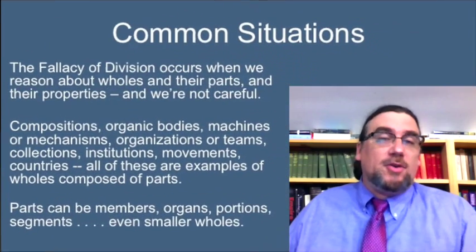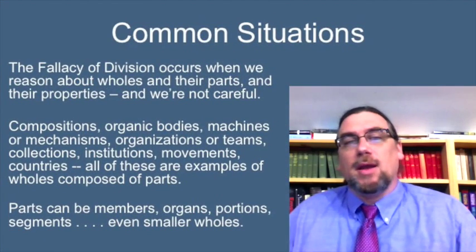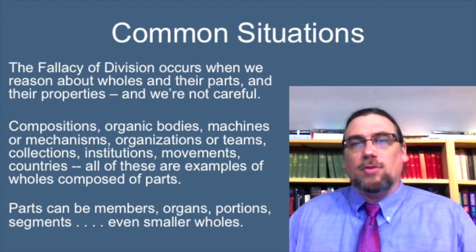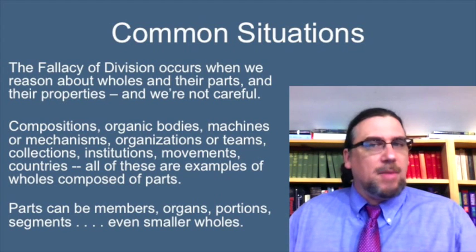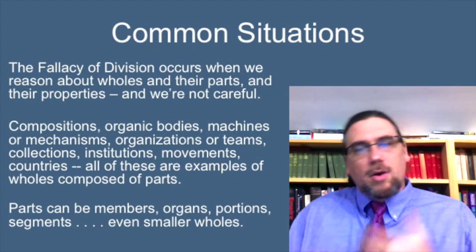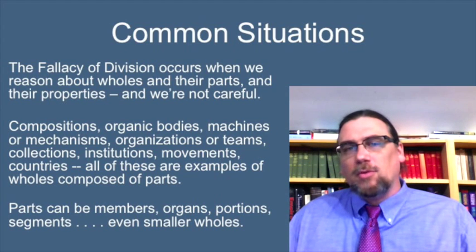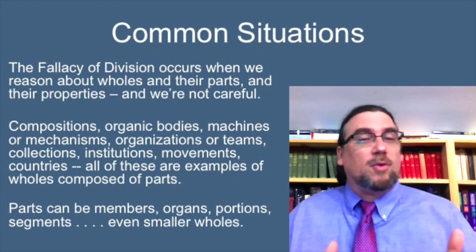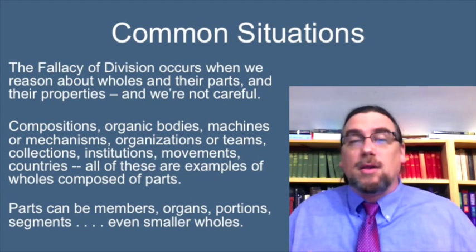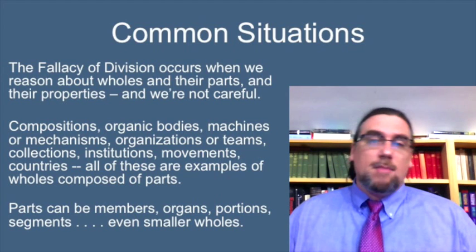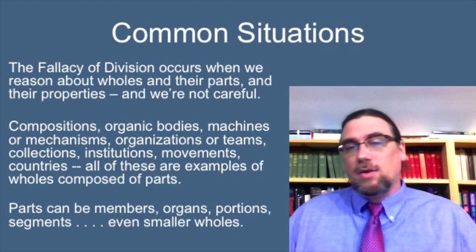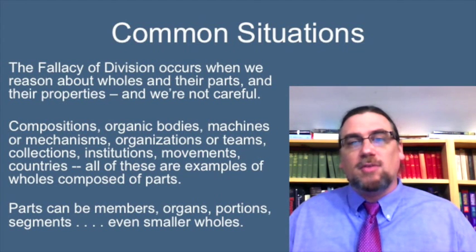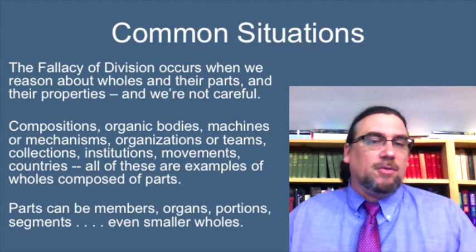What are common situations where we can see this happening? Well, the fallacy of division is going to occur when we're reasoning about wholes and their parts and their properties, and we're not being careful. So what are examples of wholes composed of parts? Compositions, like a book, or a musical score, or a meal. Organic bodies, machines or mechanisms, organizations or teams, collections, institutions, movements, countries. All of these are good examples of wholes.